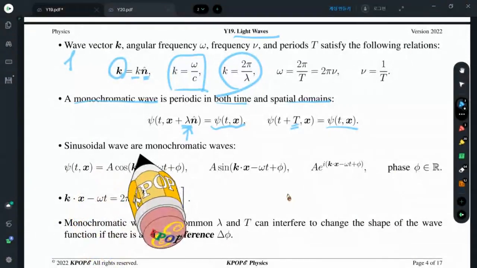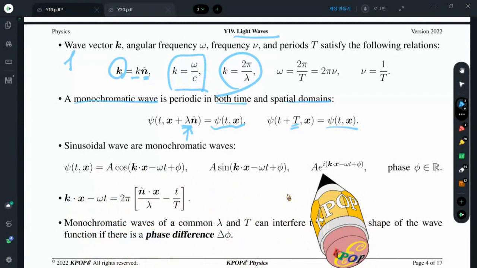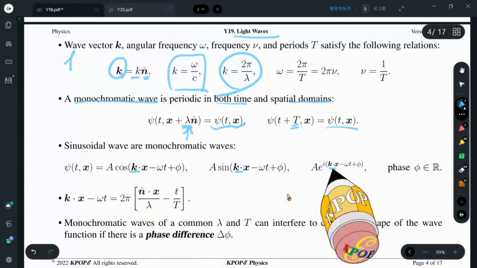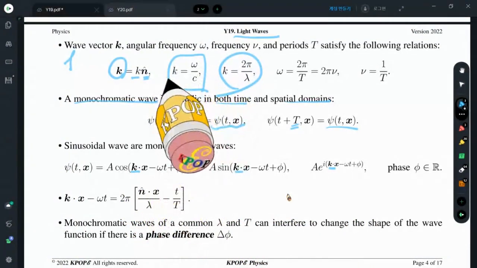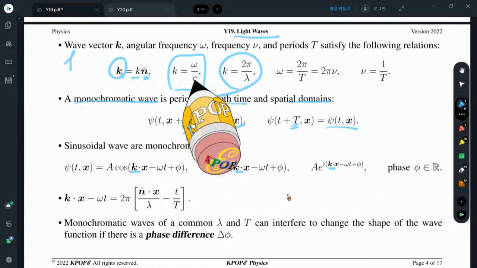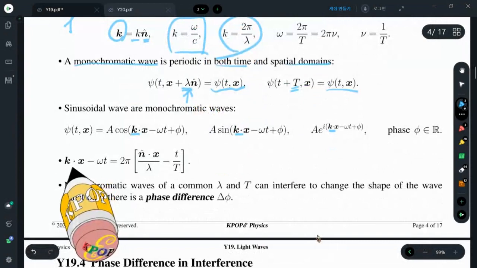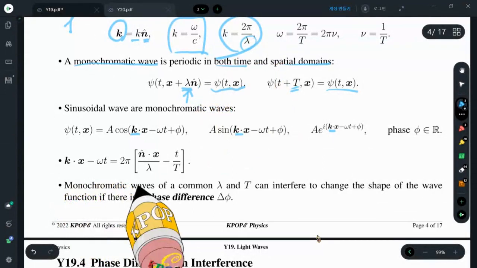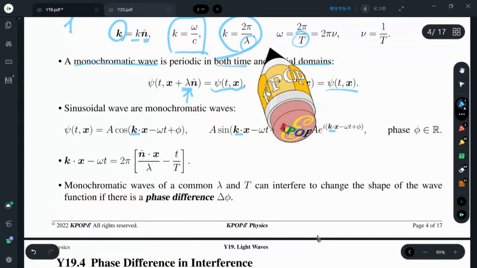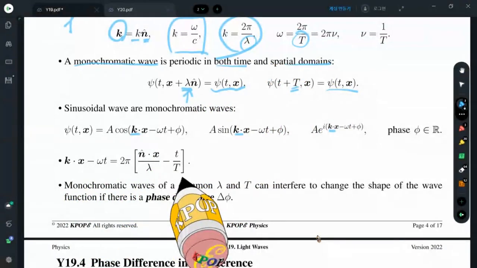So a sinusoidal wave, for example cosine, sine, or an exponential function, will be monochromatic. You can see this K is uniquely defined, and omega is completely determined by K once you make use of this relation. Again, the wave vector or wave number can always be expressed in terms of wavelength, and frequency can always be expressed in terms of period. So either way, you can write it in this manner or this.